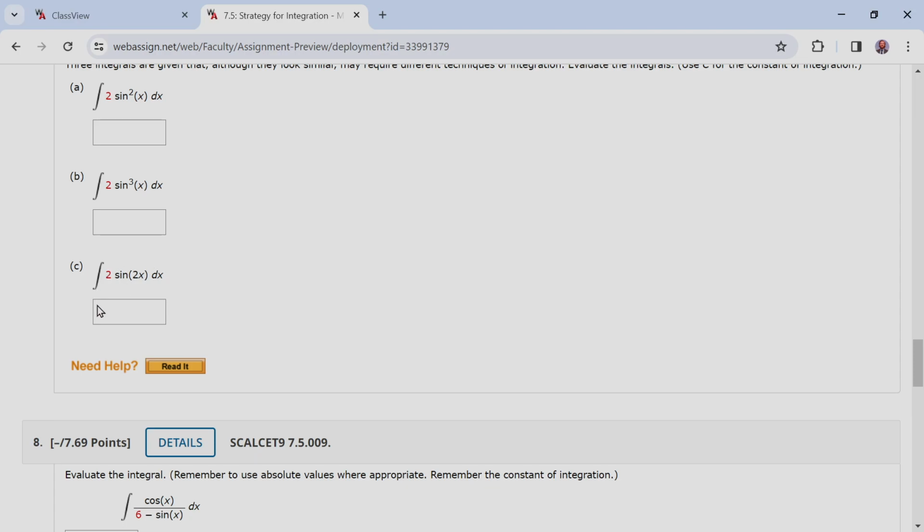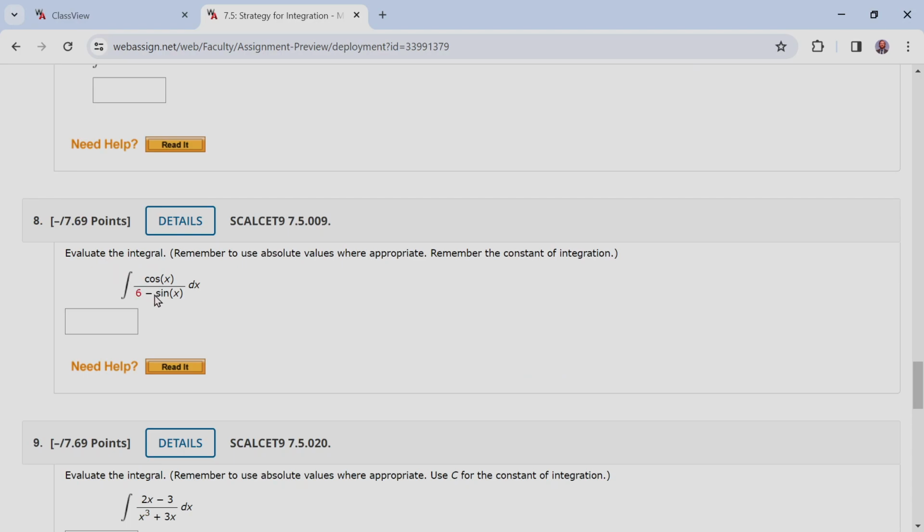The last one, that's pretty cookie cutter. I guess if you want to use u sub, you'd let u equal 2x, but we've seen an integral like this many, many times. What function has a derivative of sine 2x? That's just what, 1/2 minus 1/2 cosine 2x. So the 2 will actually intermingle with that 1/2, and I think you'll just get minus cosine 2x.